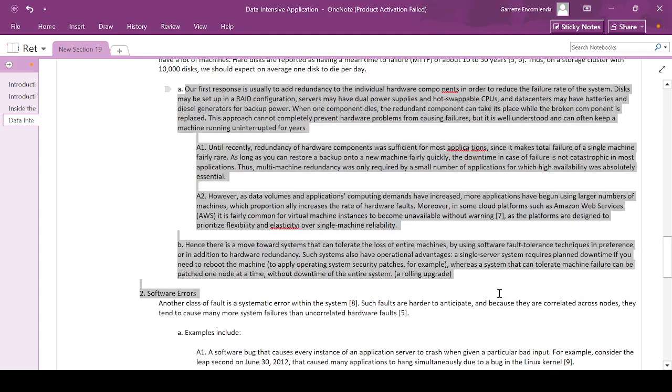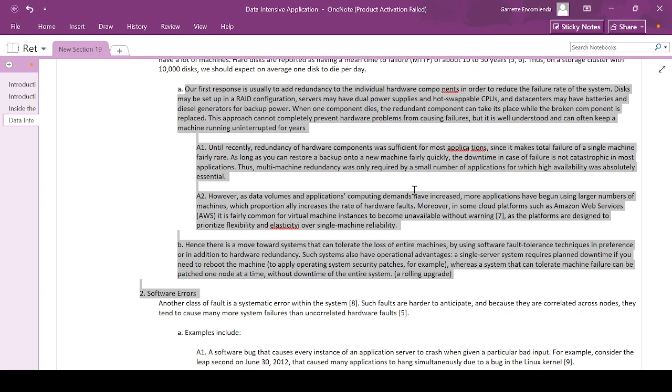Our first response is usually to add redundancy to the individual hardware components in order to reduce the failure rate of the system. Disks may be set up in a RAID configuration. Servers may have dual power supplies and hot swappable CPUs. So hot swappable meaning you can take out the CPU even if the PC is turned on.